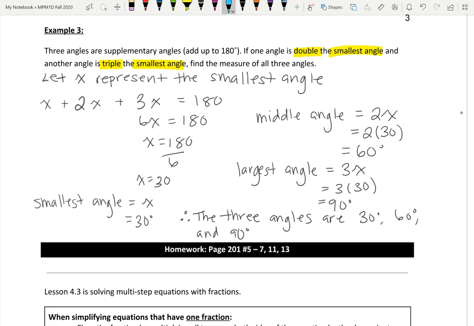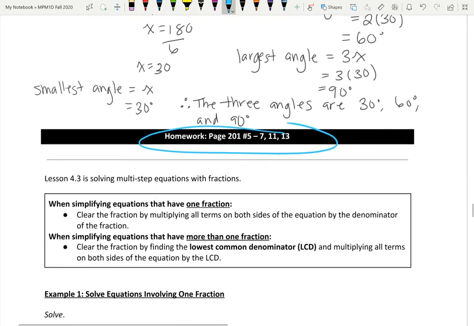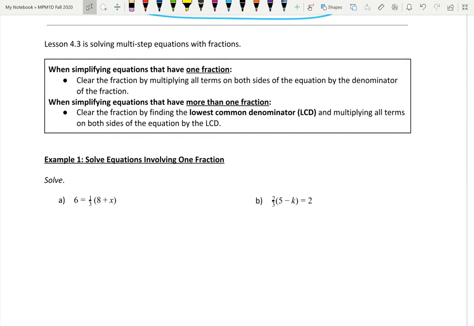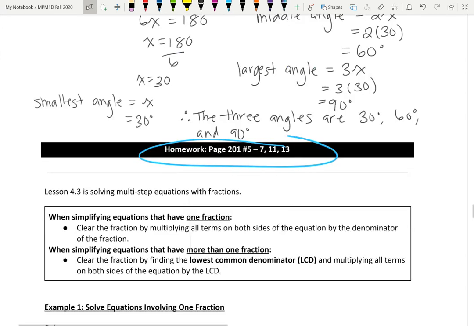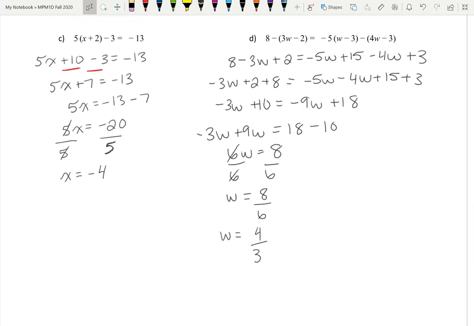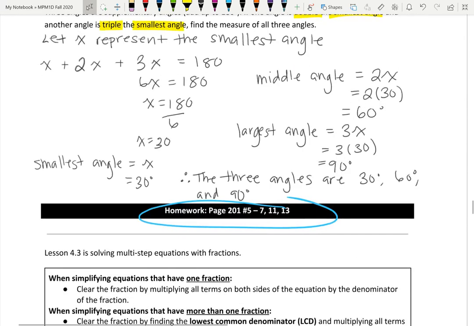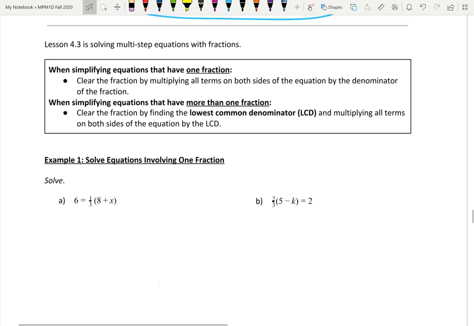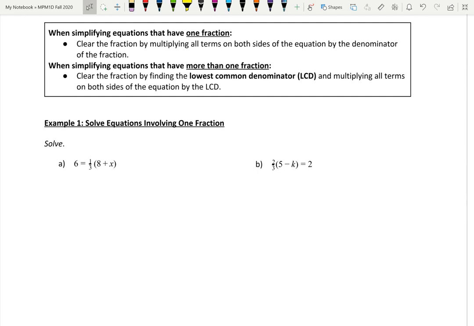Now there are some homework questions here from 4.2 that I think are important for you to try before moving on to lesson 4.3, the second half of this lesson. Lesson 4.3 is solving multi-step equations with fractions. So all these questions are multi-step equations, but none of them have fractions. So we're just going to take it one more step further by applying fractions to our equations.